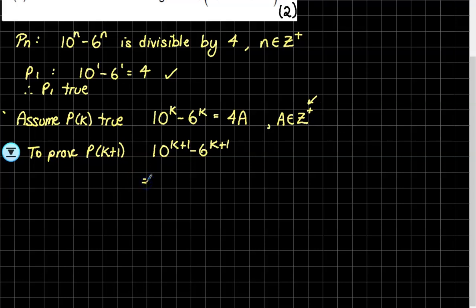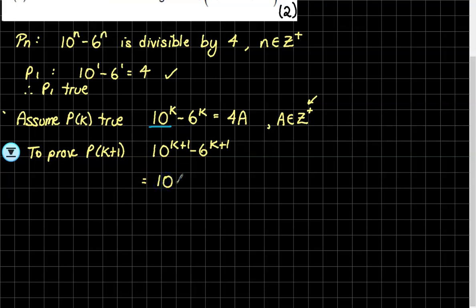Now, in order to do that, I would need to replace 10 to the k. I mean, I could replace 6 to the k if I wanted to, but I'm going to replace 10 to the k. Unfortunately, I do not have a 10 to the k here. I've only got a 10 to the k plus 1. So what was that little technique that we had to do? Yeah, but how do I sub it? I have to split it first.